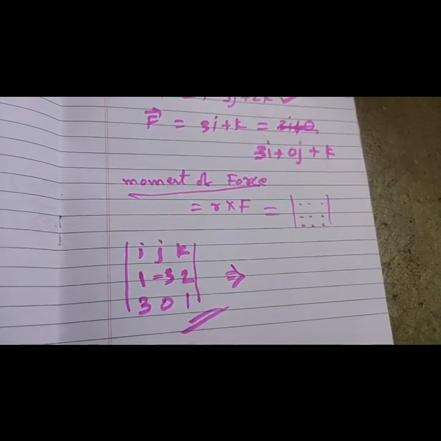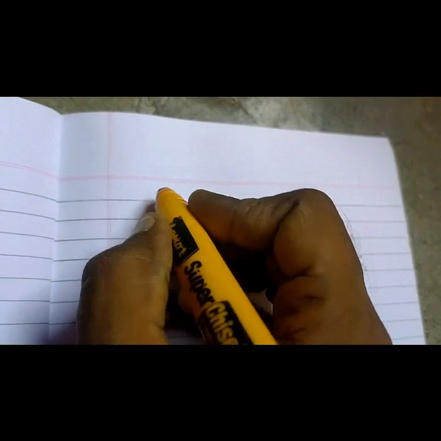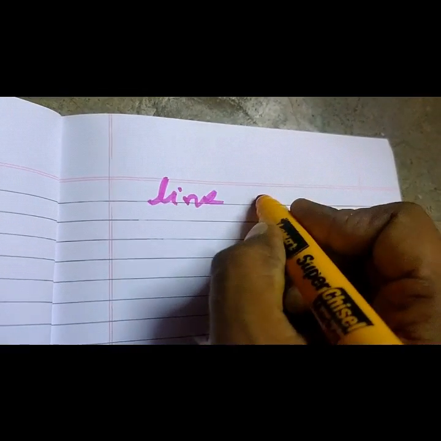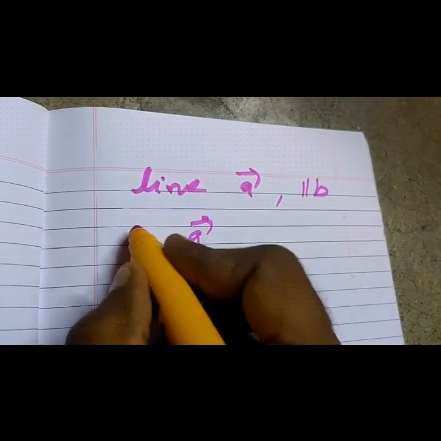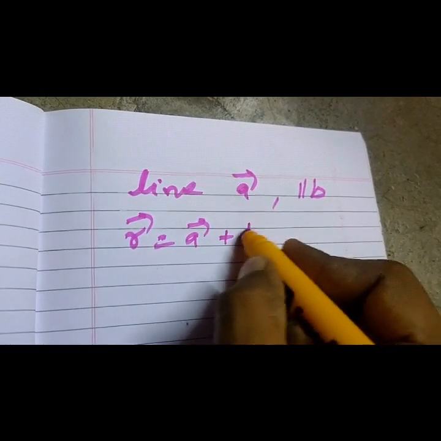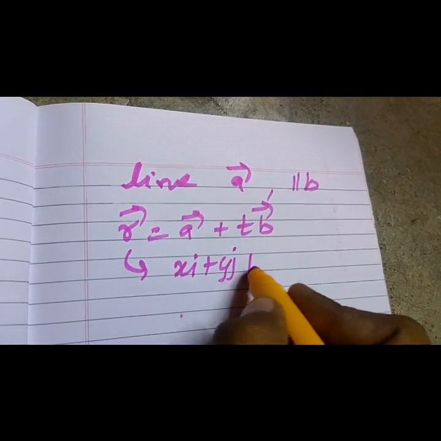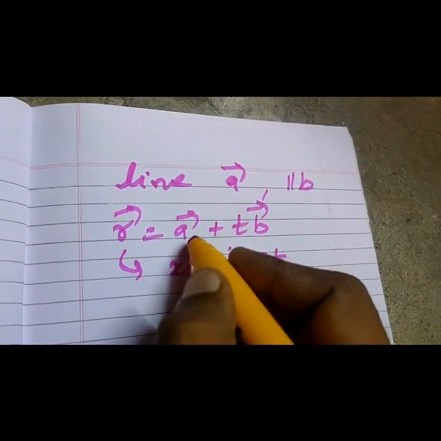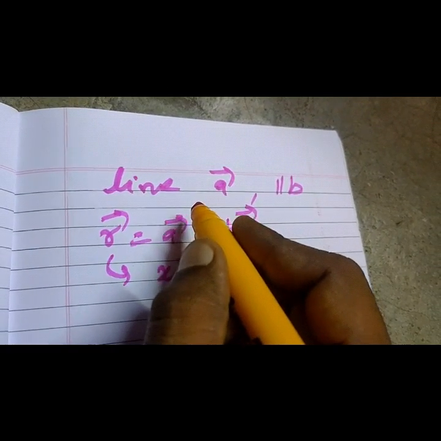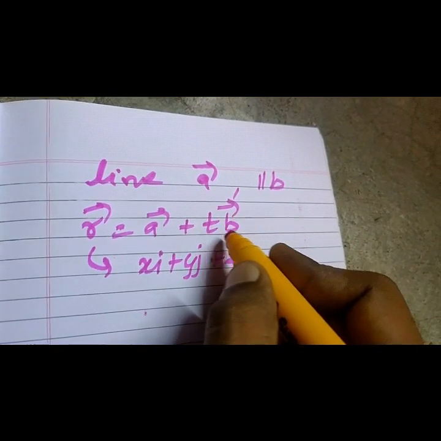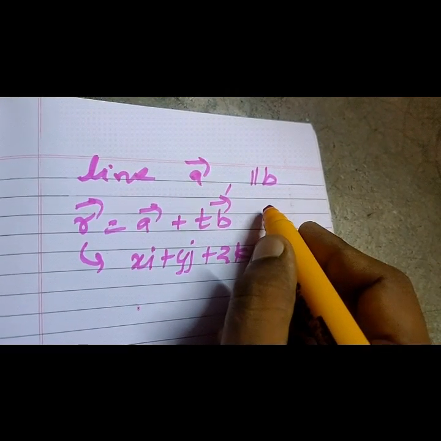I hope it's clear. Alright, so in 3D geometry, we are going to learn the vector equation of a line which is passing through A bar and parallel to B bar: R bar is equal to A bar plus T times B bar. Okay, what is R, sir? Just remember this as Xi plus Yj plus Zk. Okay, what is A bar? They will give 2I plus 3J plus 7K. It is passing through 2, 3, 7, right? Parallel to, say, 7, 8, 9, meaning 7I plus 8J plus 9K.